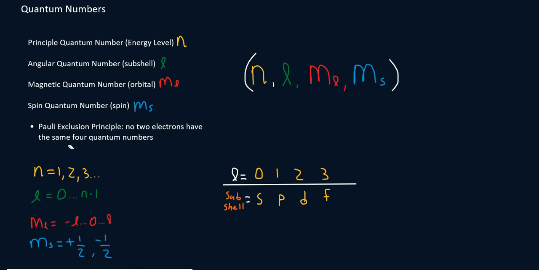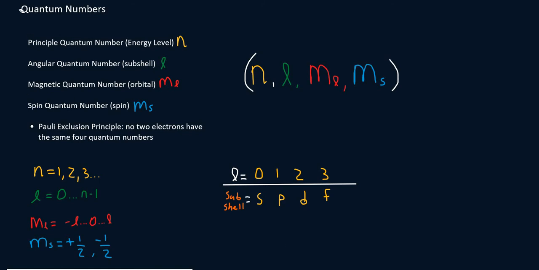And just as a rule of thumb, we have this principle called the Pauli exclusion principle. The Pauli exclusion principle states that no 2 electrons can have the same 4 quantum numbers. Each electron is going to have its own unique set of quantum numbers. It's not going to share those with any other electron.